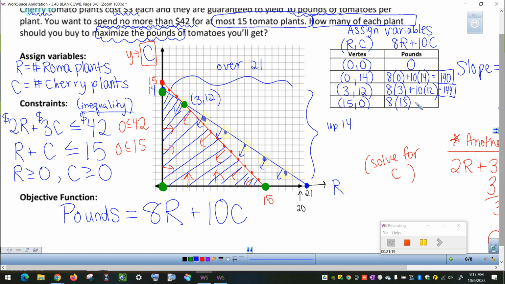So we're going to end up doing 8 times 15 plus 10 times 0. Well, 8 times 15 is 120. So it wasn't as good as the other option that we had right before that.